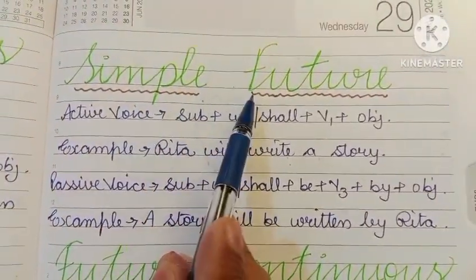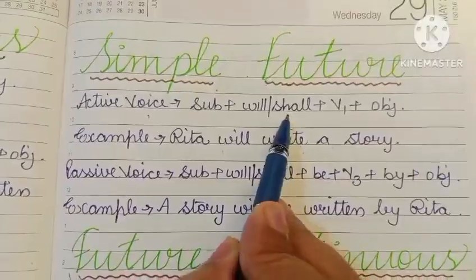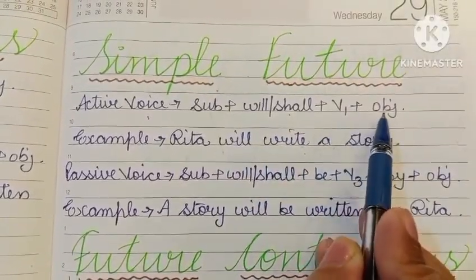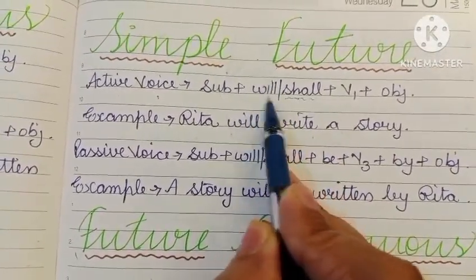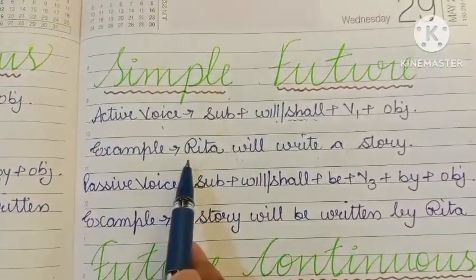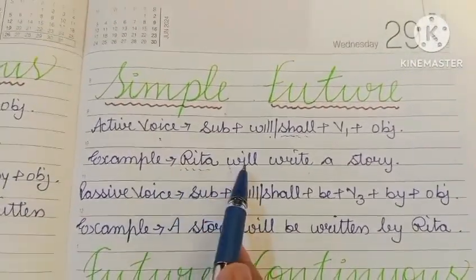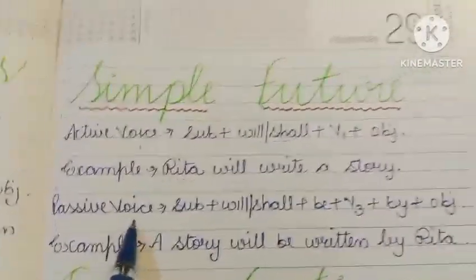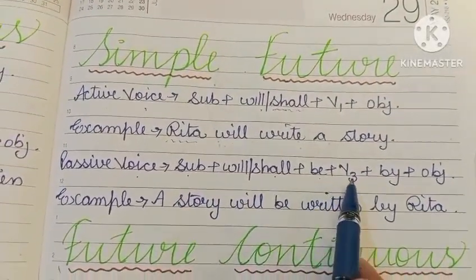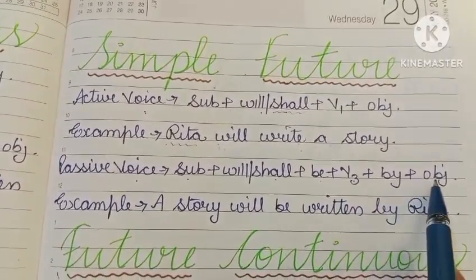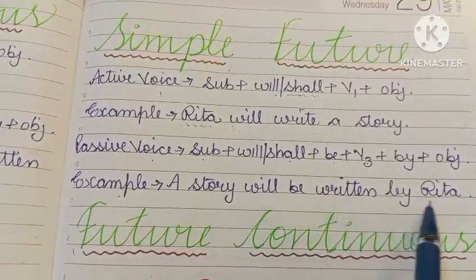Next is simple future tense. In the active voice, the formation is subject plus will/shall plus first form of the verb plus object. Now beta, with I and we we use shall, and with all other subjects we use will. Here I have taken a name, so I will use will. Example is Rita will write a story. And in the passive voice, it becomes subject plus will/shall plus be plus third form of the verb plus by plus object. And the example is a story will be written by Rita.